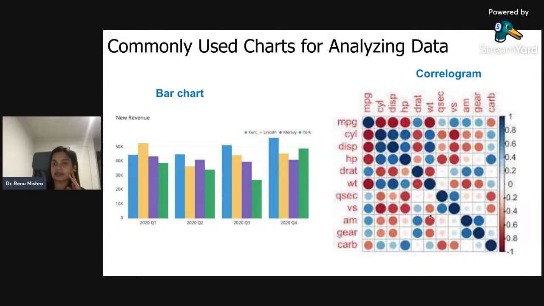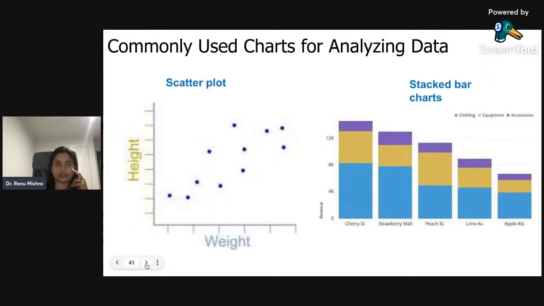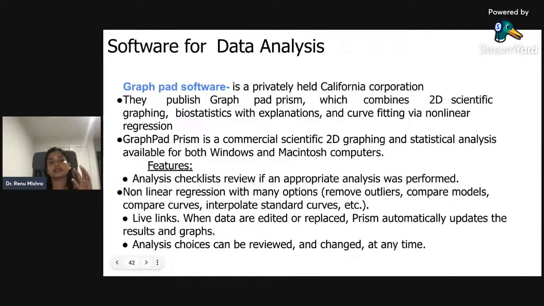Now, what are the commonly used charts? Bar charts and correlograms. These are very commonly used by most researchers. A scatter plot is used when we want to display a relationship between two variables. Stacked bars are used when we want to show a comparative analysis. There is also software which can be used for your data analysis, like GraphPad.